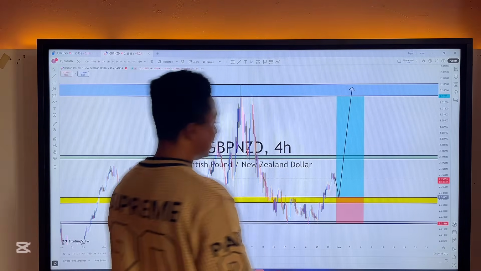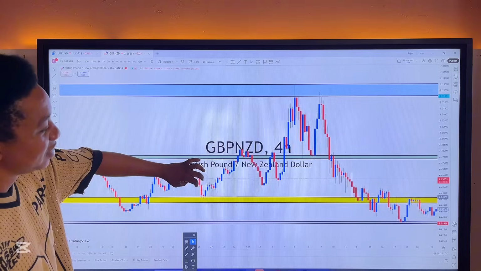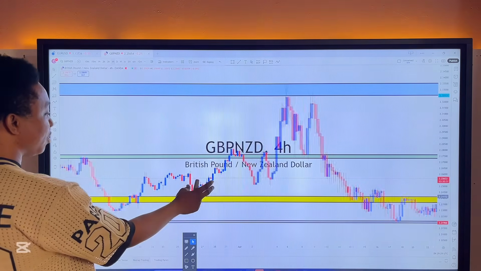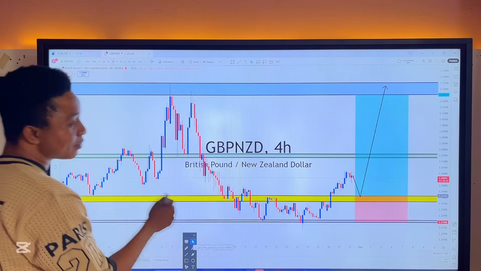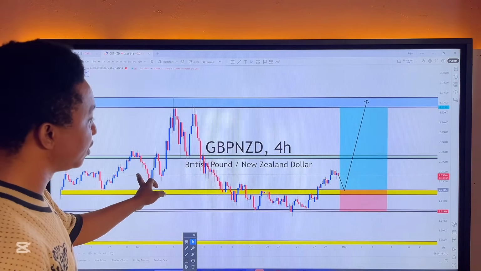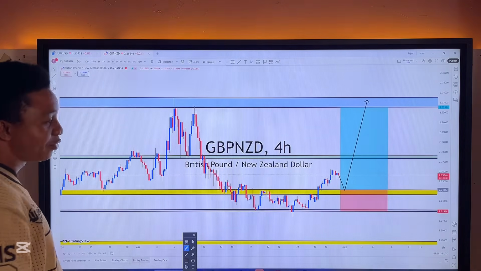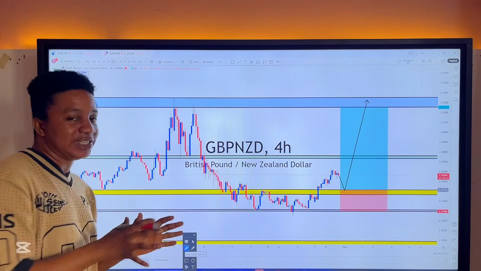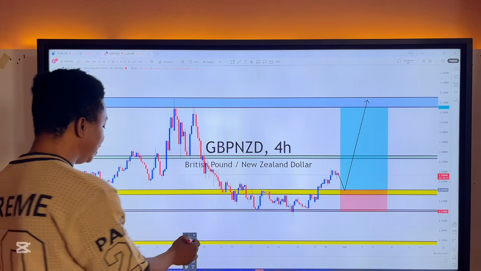GBP NZD. What is happening on GBP NZD? I'm looking for a buying opportunity on this pair. Why am I looking for a buy on GBP NZD? Let's find out as we take you through the monthly time frame.